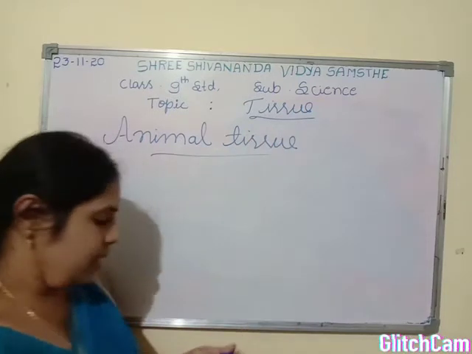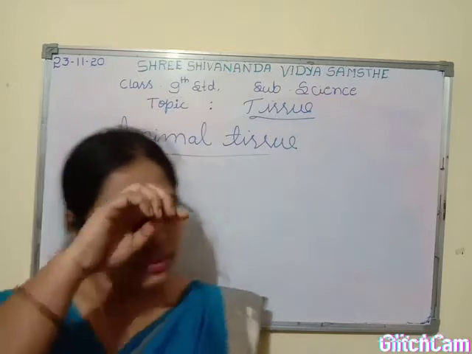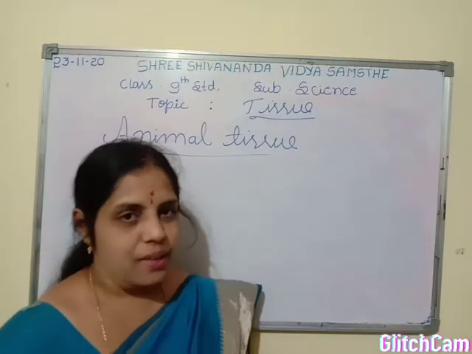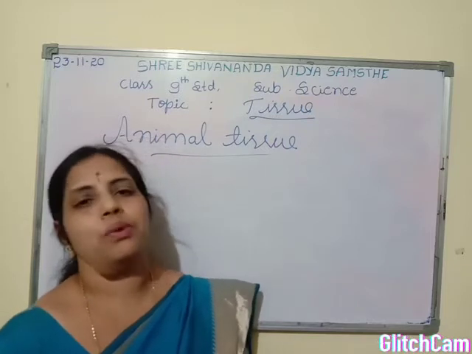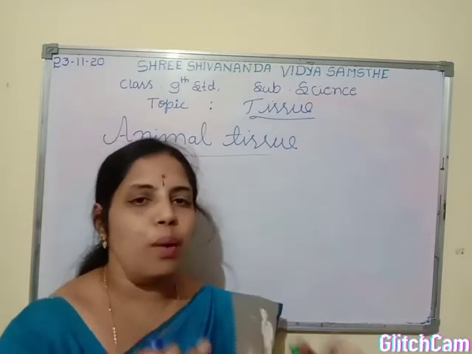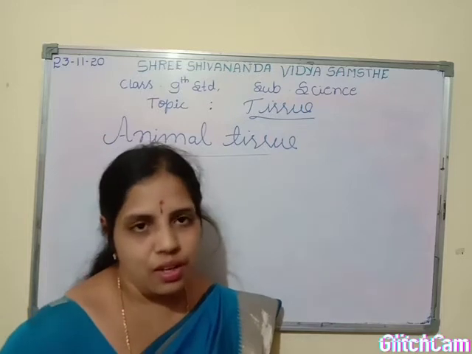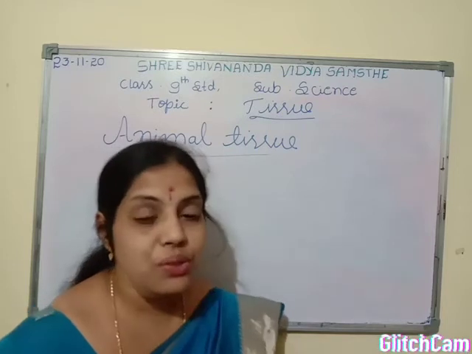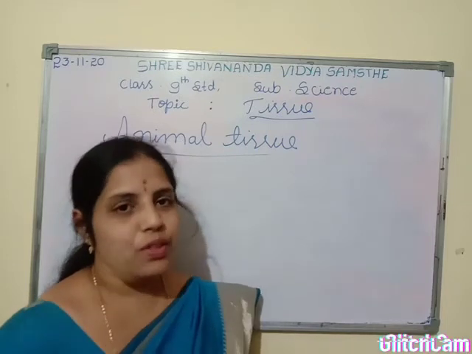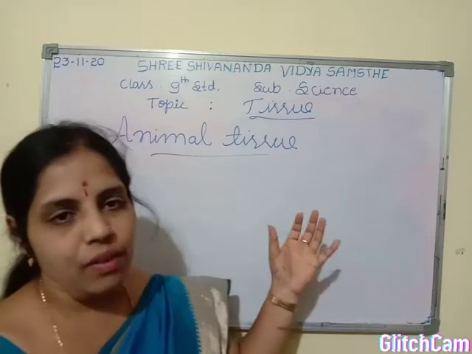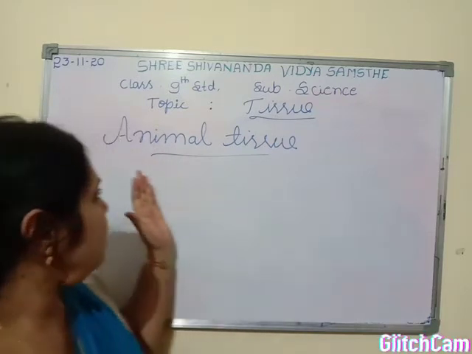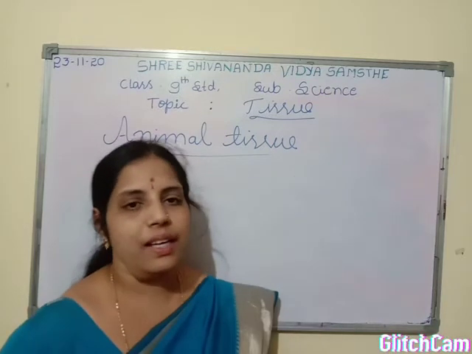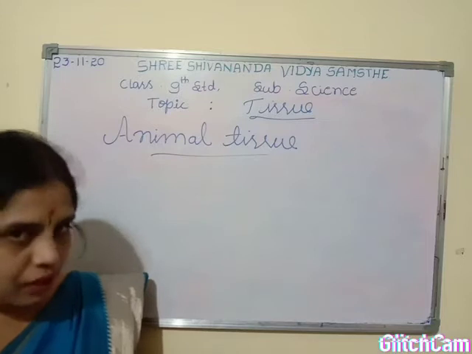There are basically two main types of living organism, the plant and the animal. These two have more and more complex body structure, and because of the structure, there are more and more tissues. That is what we are discussing now. The tissue which we can find in the animal is known as animal tissue.